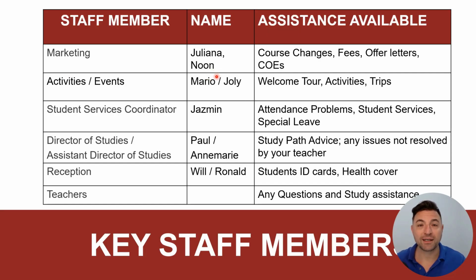So here are the key staff members for you, and we can start down the bottom here with perhaps the most important people, and they are your teachers. So your teachers are the first people you should speak to if you have any questions about anything at all. But if your teacher can't help you, just go to reception and perhaps they can answer the question for you. If reception can't help you, or if reception tells you that you need to speak to the Director of Studies, just make an appointment to speak to the Academic Manager or the Director of Studies, and they can help you with study path advice and any issues not resolved by reception or by your teacher.